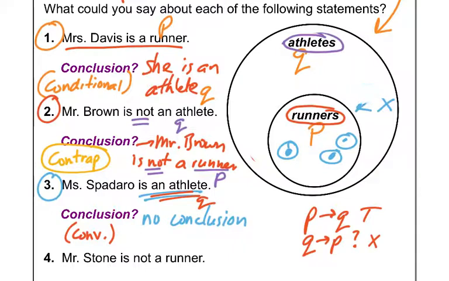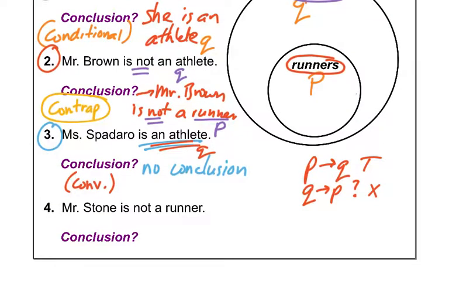Just because Miss Spadero is an athlete doesn't mean she's a runner. Do you want a counterexample here? What else could she be if she was an athlete but not a runner? She could be a gymnast. She could be a swimmer. So lots of different choices.